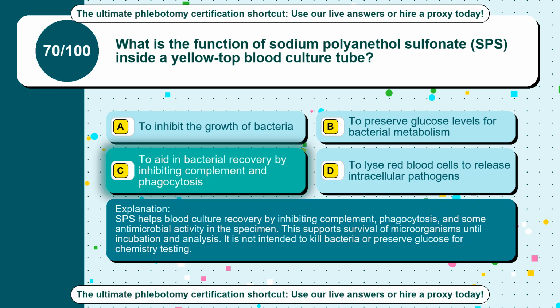SPS helps blood culture recovery by inhibiting complement, phagocytosis, and some antimicrobial activity in the specimen. This supports survival of microorganisms until incubation and analysis. It is not intended to kill bacteria or preserve glucose for chemistry testing.